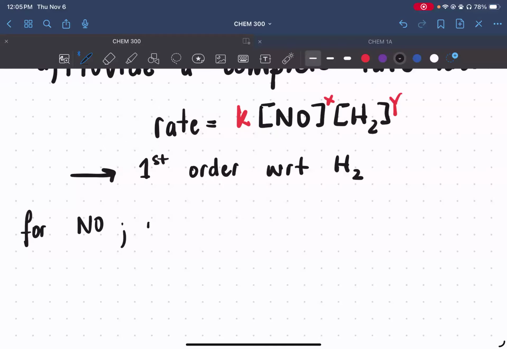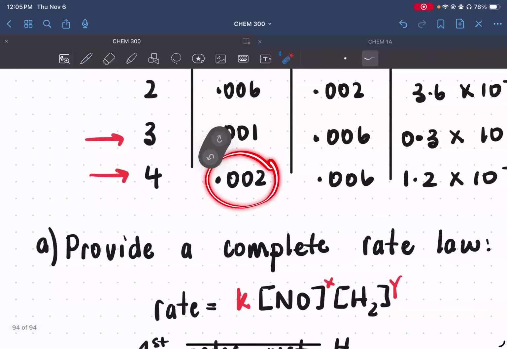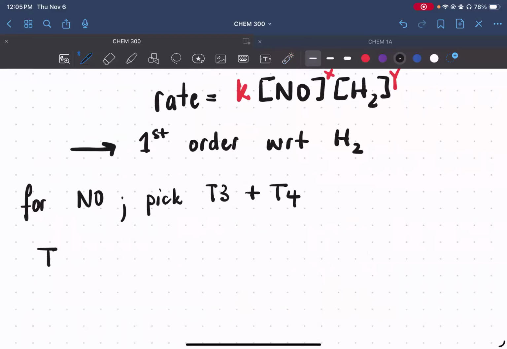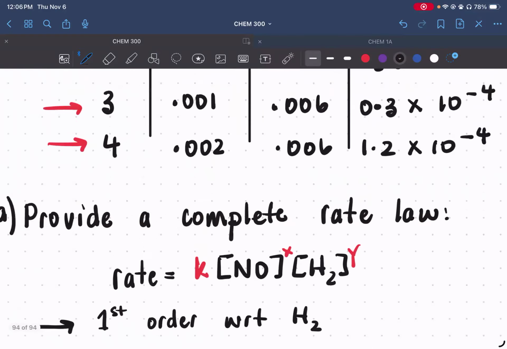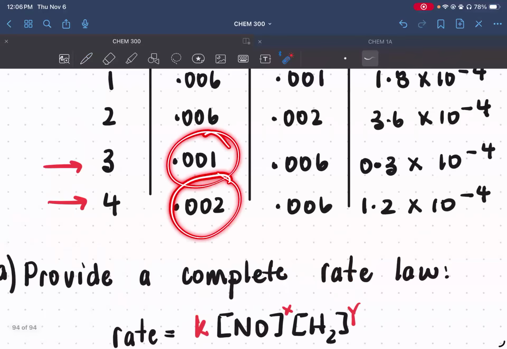For NO, we're going to pick trial 3 and trial 4, and we're going to compare the two. We like to put the bigger number on top, so we're going to put trial 4 on top. 0.002 divided by 0.001. That leads to a rate of 1.2 times 10 to the negative 4 divided by 0.3 times 10 to the negative 4. All I've done is collect the data from the table.